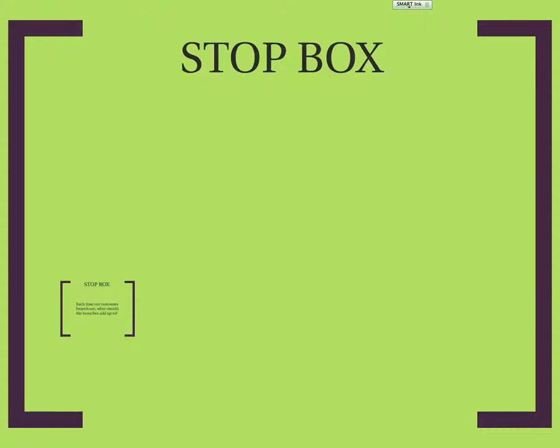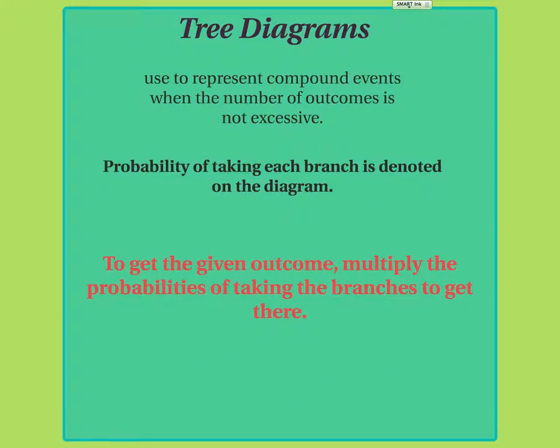Here's a stat box if you haven't already drawn it. So tree diagrams, we use those to represent compound events when the number of outcomes is not excessive. If you recall, on Wednesday we talked about compound events, how two different things happen. And you guys remember from Wednesday what we do to find the probability of a compound event?